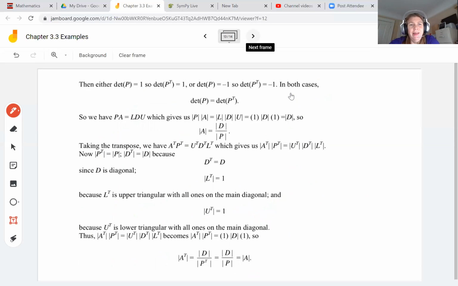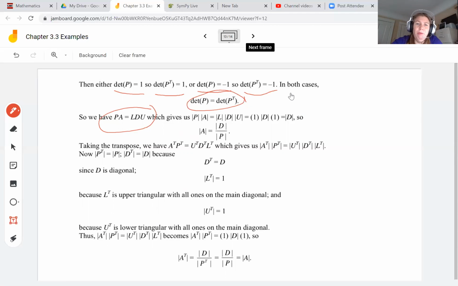So then that tells us either the determinant of matrix P is 1, so the determinant of P transpose is 1, or the determinant of matrix P is -1, so the determinant of matrix P transpose is -1. Either way, they're equal. Going back to our square matrix A, we have this relationship that matrix P times matrix A, where P is this row swap, gives us the LDU factorization, where L is our lower matrix, U is our upper triangular matrix, and D is a diagonal matrix.